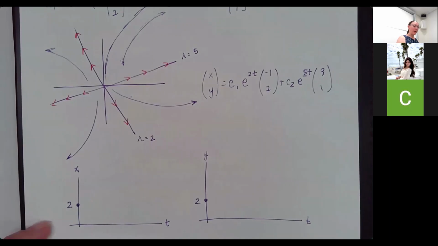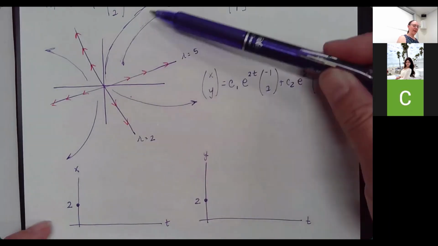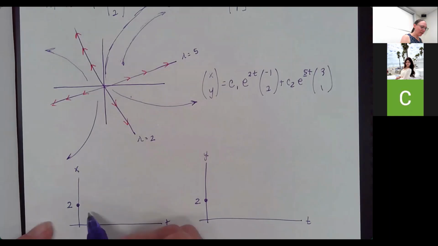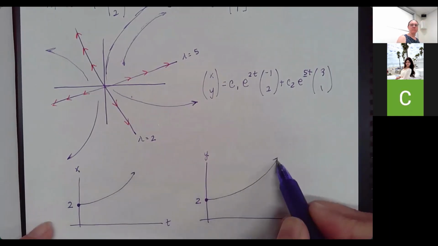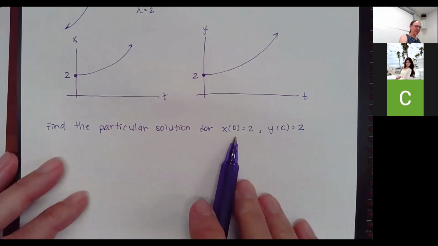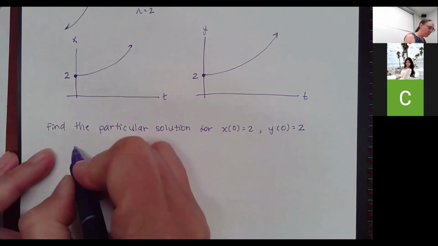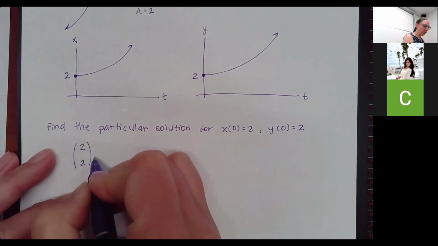So both my x is increasing and my y is increasing. In terms of the graphs down here, they're pretty boring. I know that my x is increasing and I know my y is increasing. The same thing, if I go to find my particular solution, I've got x is 2, y is 2.